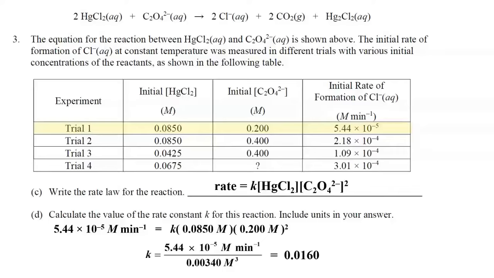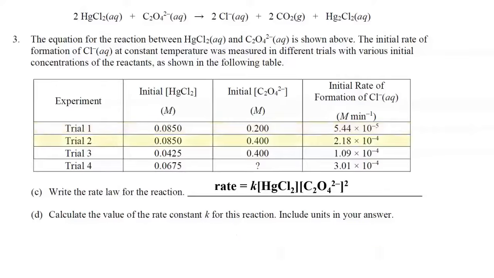But it says include units in your answer. So for the units, I have molarity per minute on top, and I have molarity cubed on the bottom. So when I resolve the units, it's going to be molarity to the negative 2 power, and then minutes to the negative 1 power. So that is my numerical answer with the proper units. Now I'm going to go ahead and show you the calculations for trial 2 and for trial 3, just to prove that you would get the same answer no matter which trial you chose.